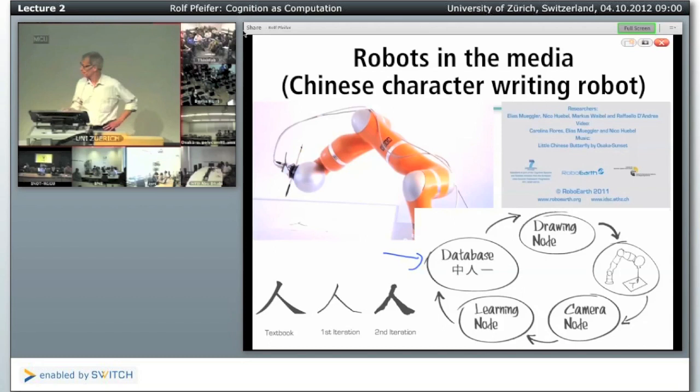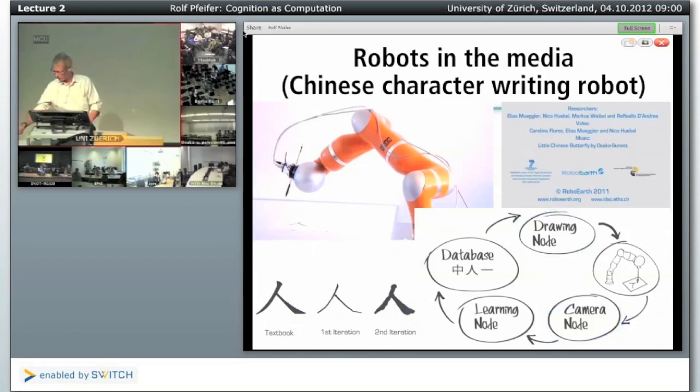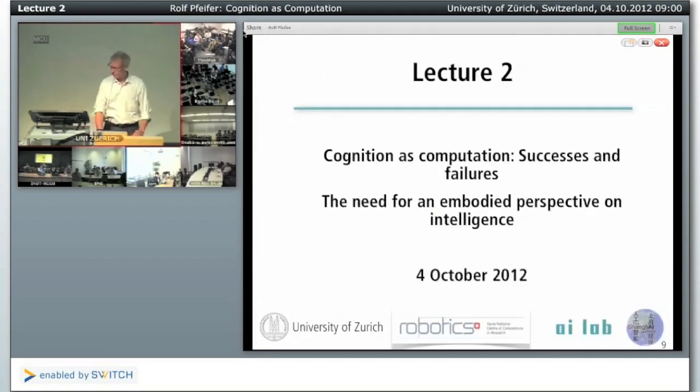As you can see here, it has a database with the Chinese characters. Then it draws a Chinese character by trying to copy this. And then there is a camera that is looking at, for example, the textbook. Then the camera is looking at this. And then there is a learning mode, so basically it changes, I have to apply more or go lower on this so that I get closer to what I have. And so by doing this several times, the robot actually improves its writing, and over time it really looks very nice. So we already have robots that can learn to write Chinese characters.